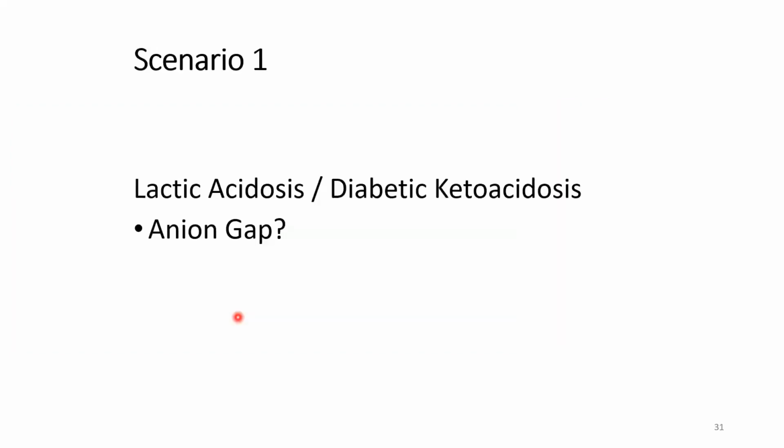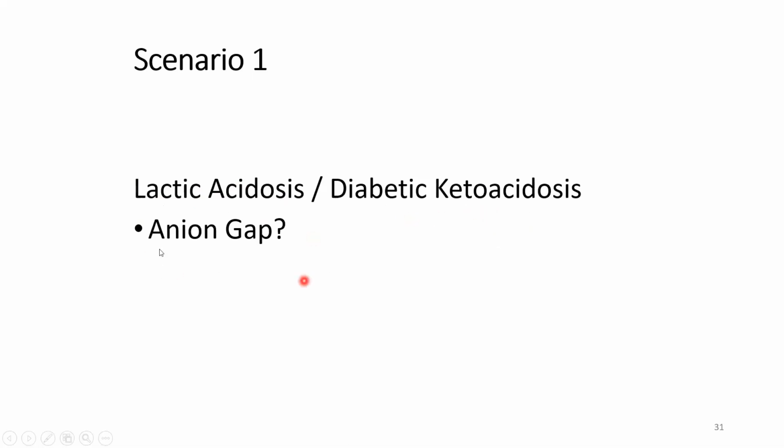Okay, so let's see, scenario one. You have lactic acidosis or diabetic ketoacidosis. In lactic acidosis, the anion would be lactate. In lactic acidosis, lactic acid basically gets buffered with bicarbonate to form lactate. So lactate will be the anion. In diabetic ketoacidosis, as we've mentioned before, there are keto acids, beta-hydroxybutyrate and acetoacetic acid. Basically, these are the ones which will be the anions.